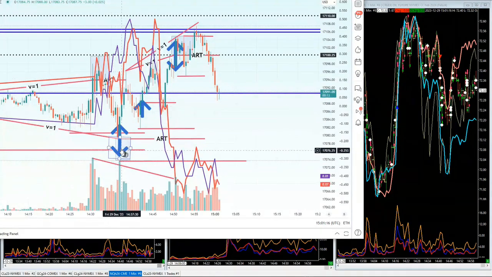Can we all agree, when we come into this art trade box here, that there is absolutely no reason to be short?